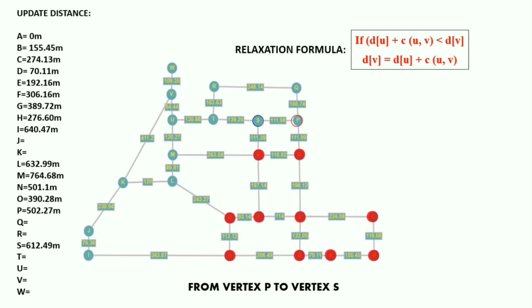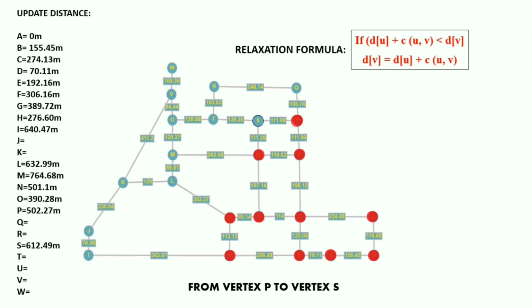For now, if we find the shortest path among 632.99 meter, 764.68 meter, 640.47 meter, 612.49 meter, 502.27 meter, and infinite for all other remaining vertex, the shortest path is 502.27 meter. So we pick vertex P.